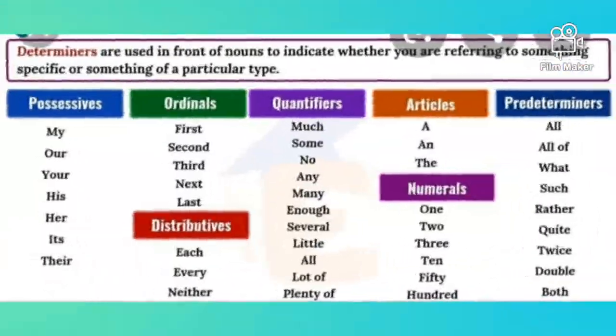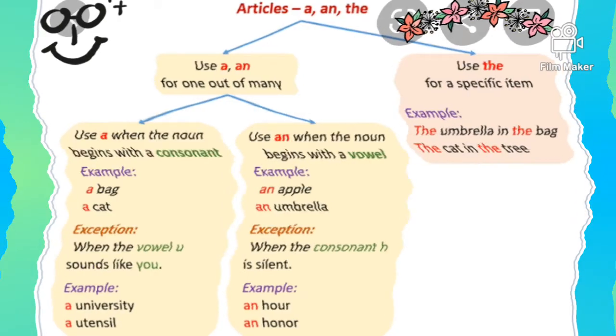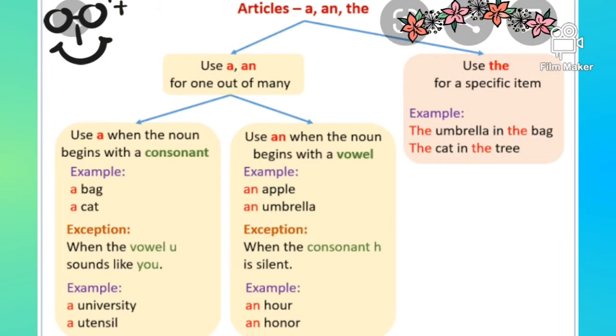Next, there are different kinds of determiners. Firstly, I'll tell you about the articles. There are three articles we can use: a, an, and the. Now, the use of a.